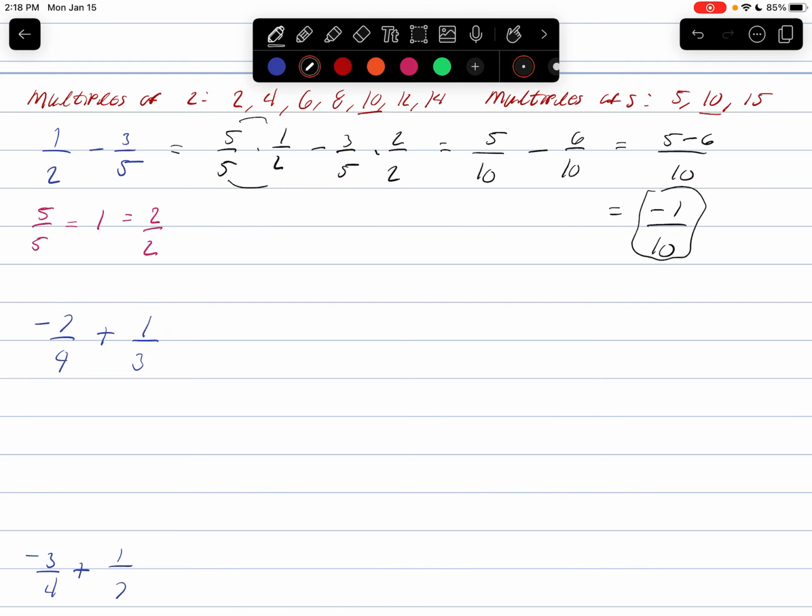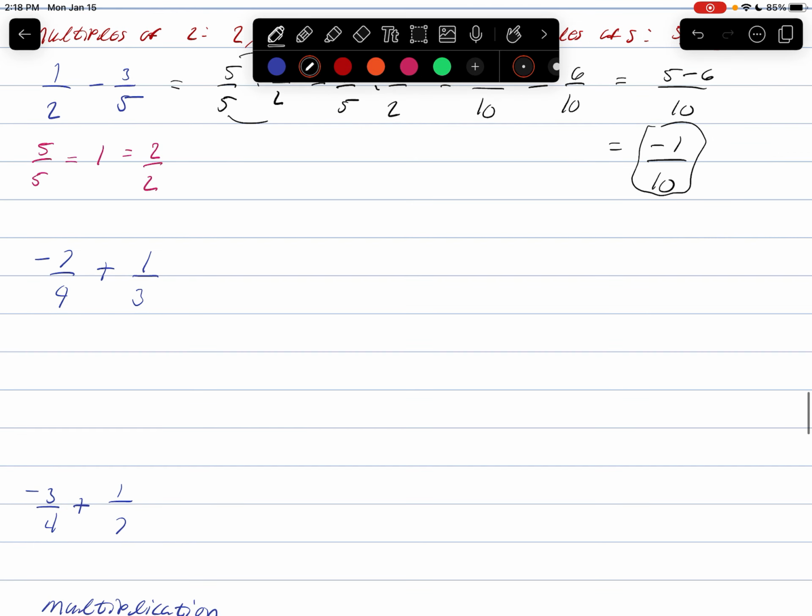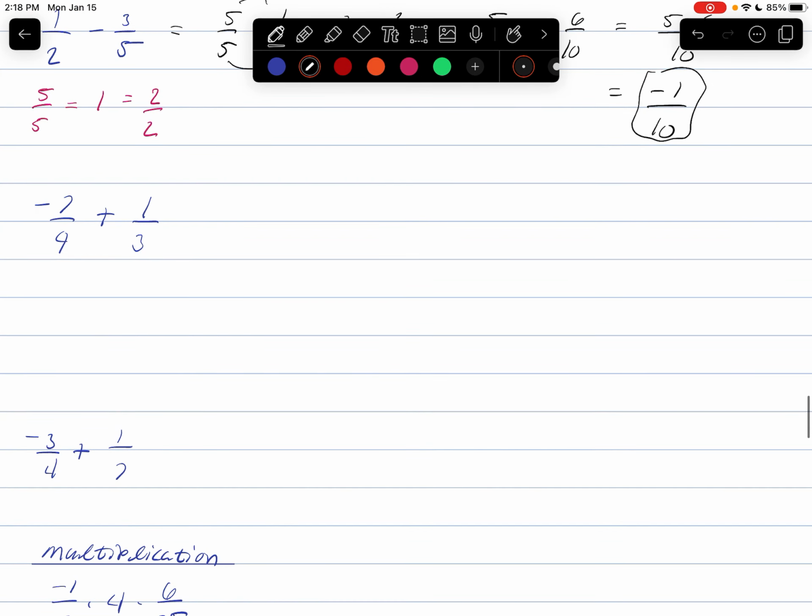Okay, let's take a look at negative 7 over 9 plus 1 over 3. What's really nice about this problem is that one of the denominators here is a multiple of the other denominator. Okay, in a situation like that, if you want to find the least common denominator, all you have to do is multiply the fraction with the smaller of the two denominators by the number that you would multiply that denominator by to get to the other number, over itself. So let me show exactly what we're doing here.